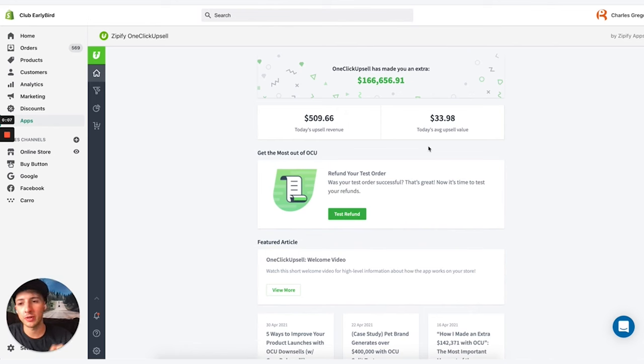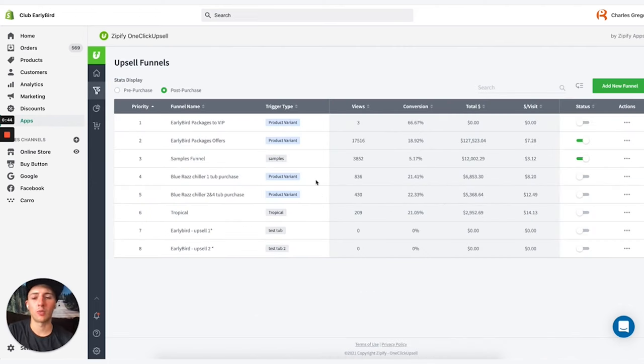I wanted to jump into Zipify OneClickUpsell to show you how we're using it and what we're doing with it. This was about a six-figure launch in the week that we launched it. 10 to 15% range of our sales came from either pre-sell or upsell revenue.